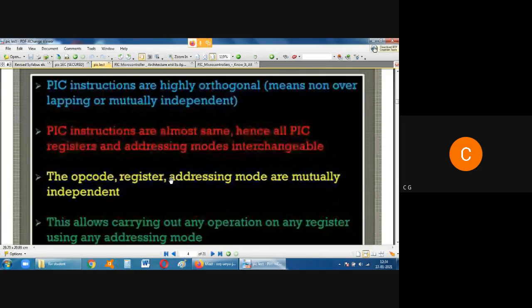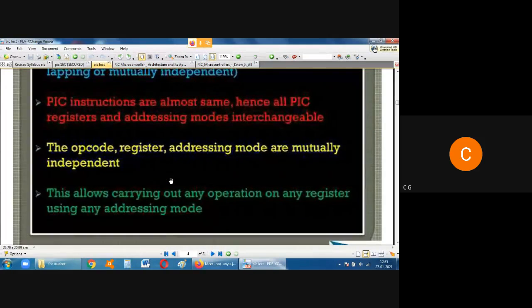So any of these registers can be directly stored into the memory. The opcode and register addressing modes are mutually independent. Okay, means they are not mixing with each other. So when we write some program, whatever we store is categorized in three things. One is the instruction, the code. Okay, the machine code that we write.